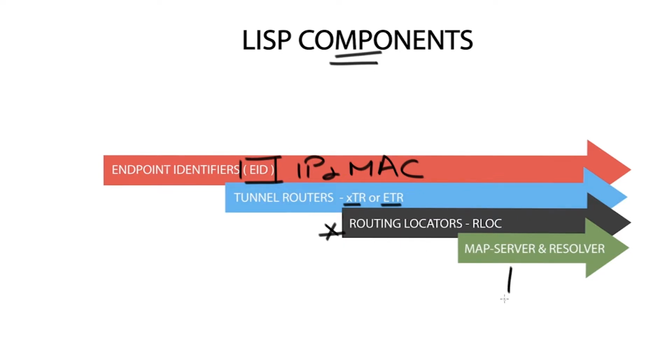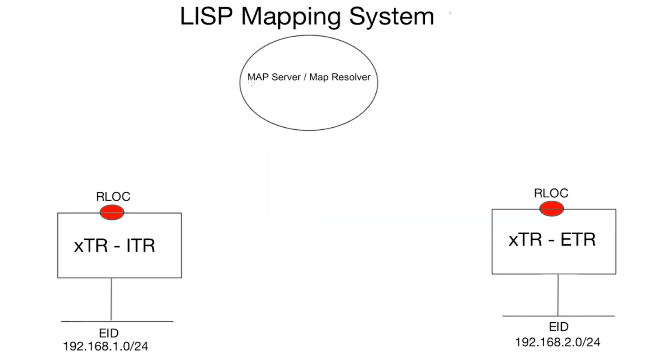The LISP control plane is the mapping database that holds the location and identity of the endpoint. This is known as the RLOC to EID mapping. In its simplest form, the mapping system, which consists of a map server and map resolver, needs to know where the endpoints are currently connected to. It creates a mapping in its database, and this mapping is between the host's endpoint ID and the corresponding RLOC, which is the RLOC to EID mapping.